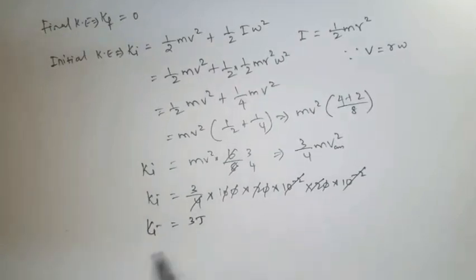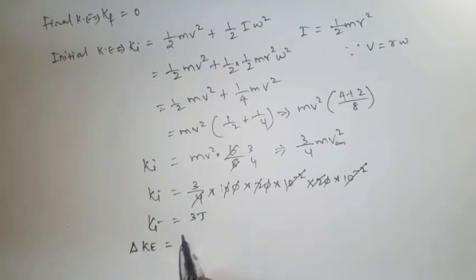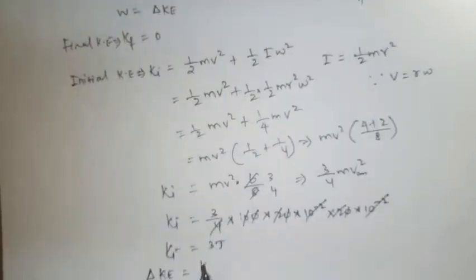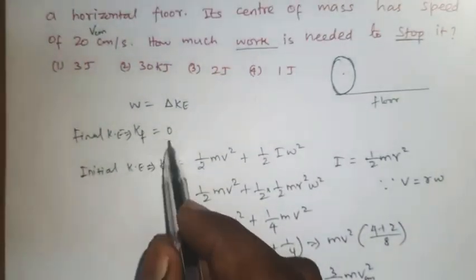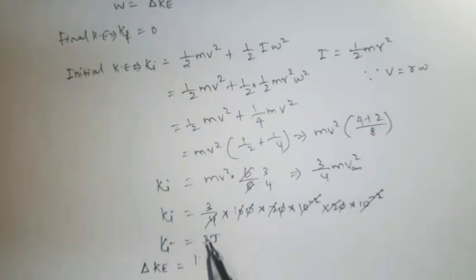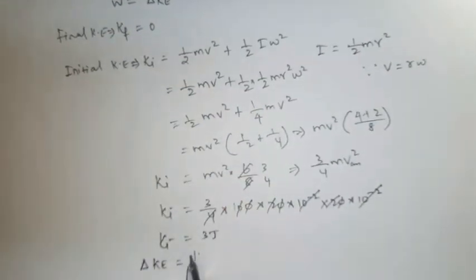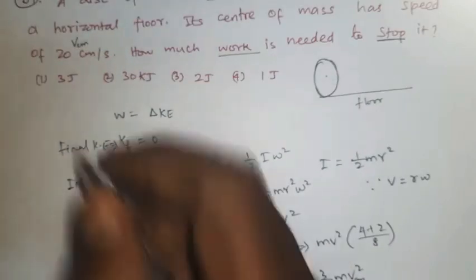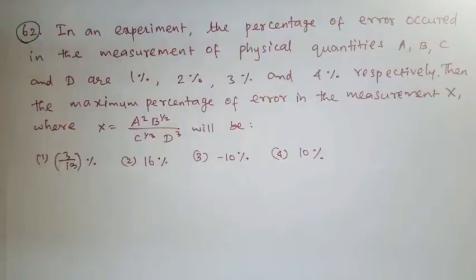Now change in kinetic energy, delta KE is equal to final minus initial. Here we are going to find out the magnitude. So initial kinetic energy is 3 joule, final kinetic energy is 0. So if we take that difference, we'll get delta K is 3 joule. According to this, option 1 is the right answer.